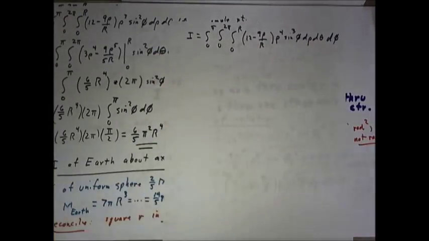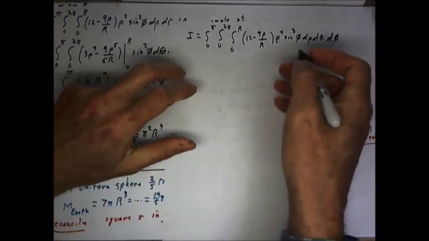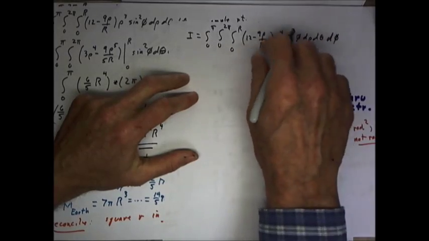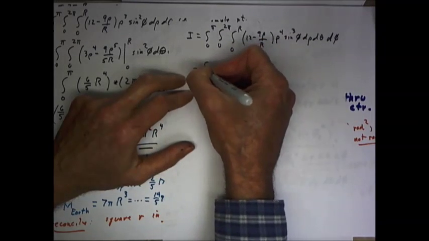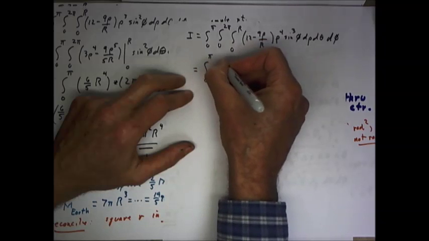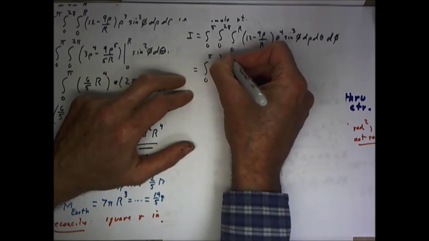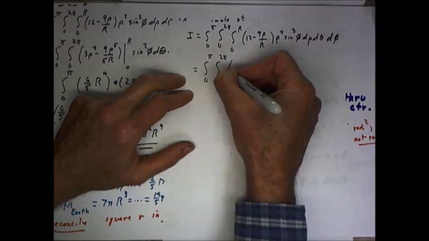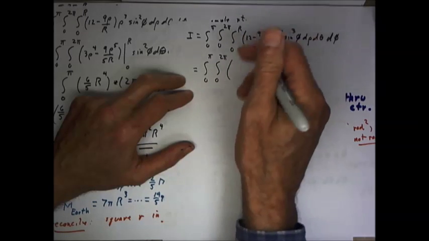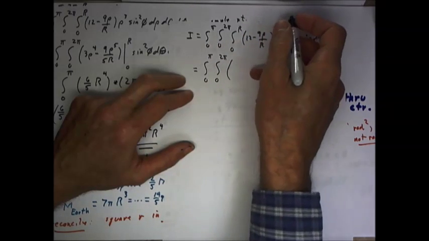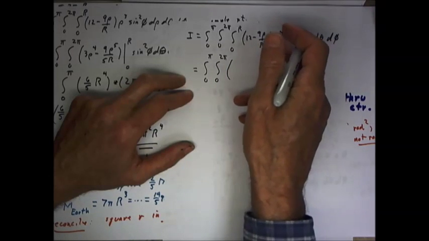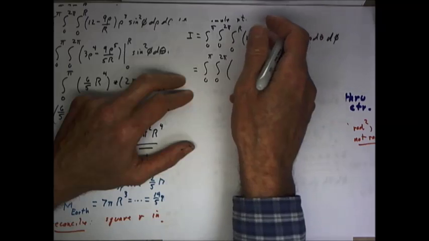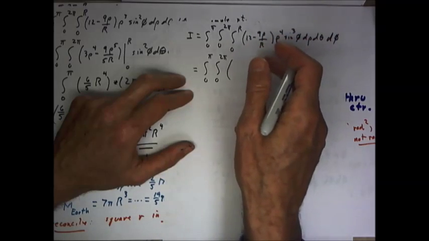this integral. So let's go ahead and calculate this integral, which turns out to be even a little easier than the preceding, so we can do this rather quickly. This is an integral from 0 to pi, 0 to 2 pi. We're going to get 12 rho to the fifth minus 9 rho to the sixth over r. That's going to give us 12 rho to the fourth minus 9 rho to the fifth over r.